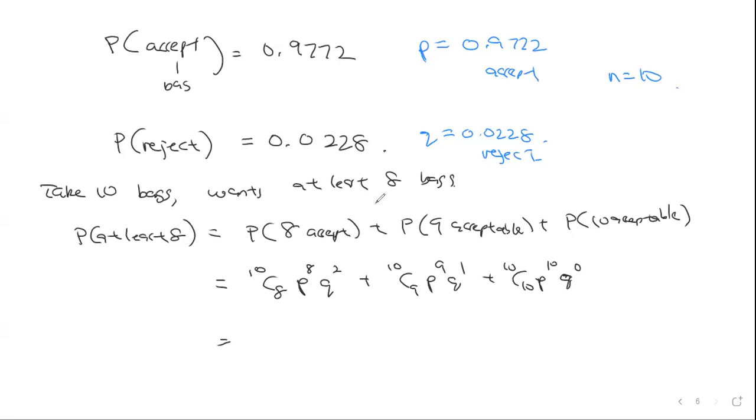So don't just do the powers of P and Q. Okay, you do need to take into account the fact that when you're doing 9 bags, it could be the first bag that failed, the second bag that failed, the third bag. It could be any of the bags that failed. So there's 10 different ways to fall into this category. And there are, well, 45 different ways to fall into this category. Okay, so a little bit of calculator work.